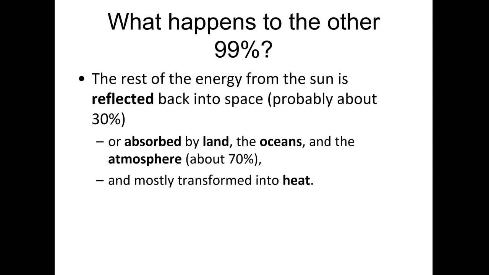So the rest of the energy, like we said, is reflected. About 30% actually goes back into space. And then about the other 70% is going to be absorbed by land, oceans, and the atmosphere around us. Mostly, it's going to be transformed into the form of heat. Heat is how we technically don't lose energy, but that's the type of energy it technically gets transferred over into, mostly.